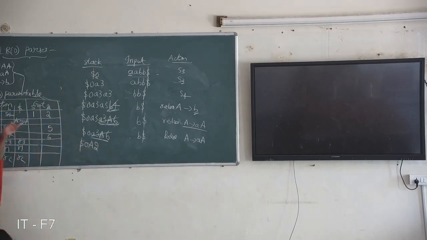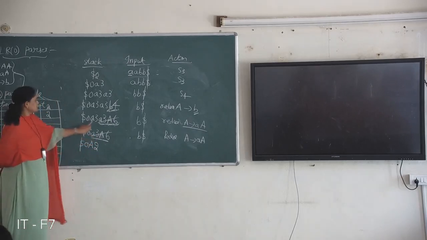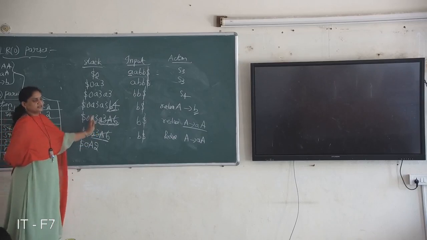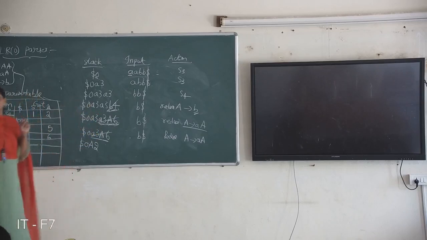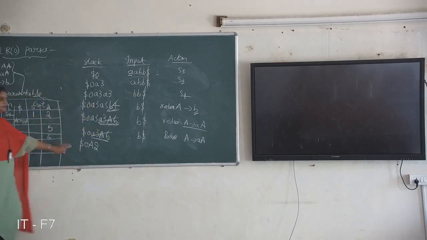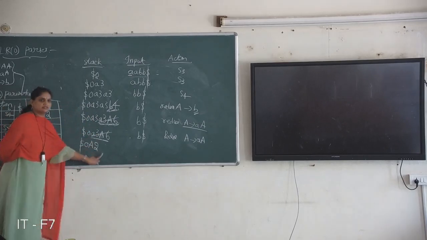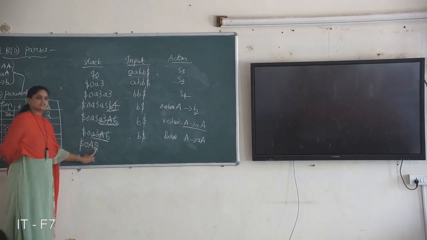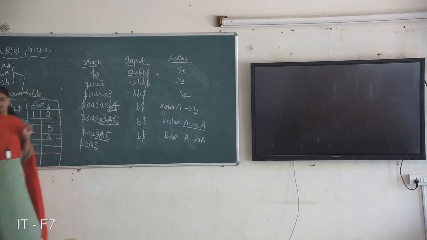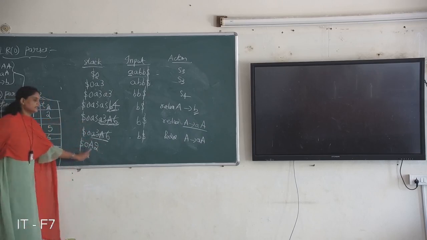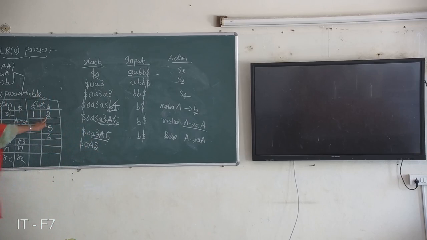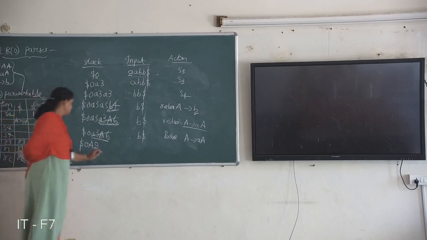Compulsorily after each non-terminal or terminal there is a state number. Just check: between every terminal or non-terminal there is a number. Sometimes people reduce and don't write the state number here. Compulsorily write the state number; only then does it minimize. Okay, so 0 on A, the state goes to 2. So write that one.